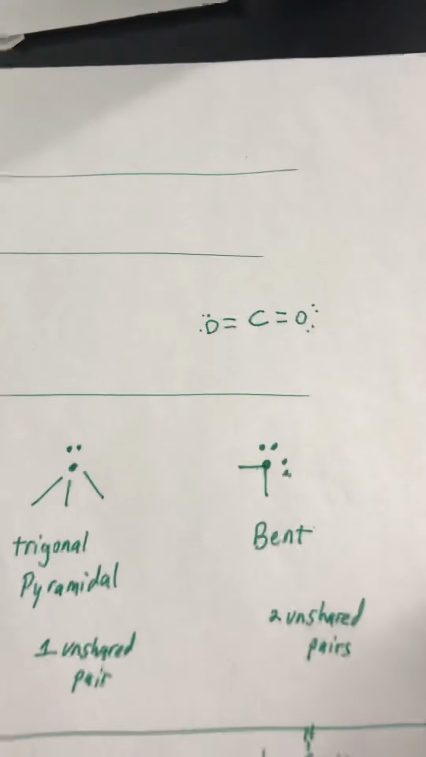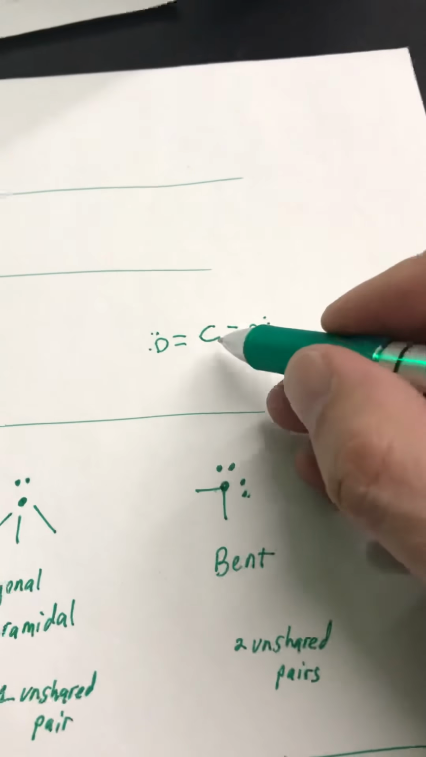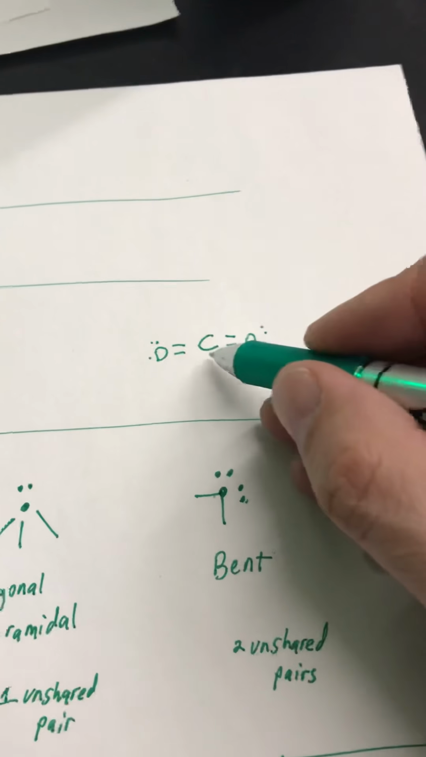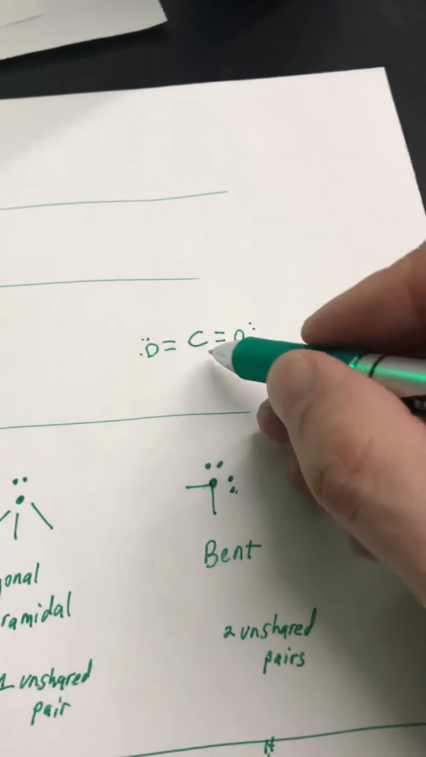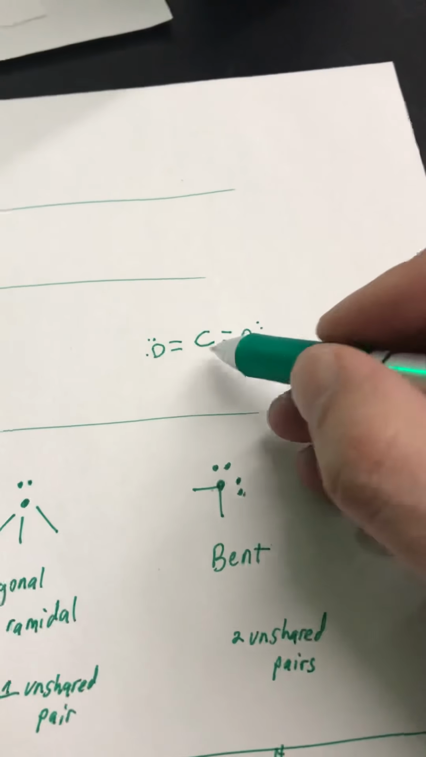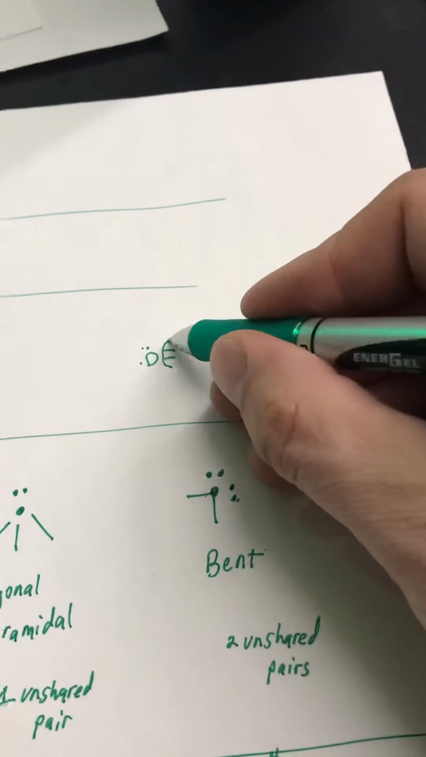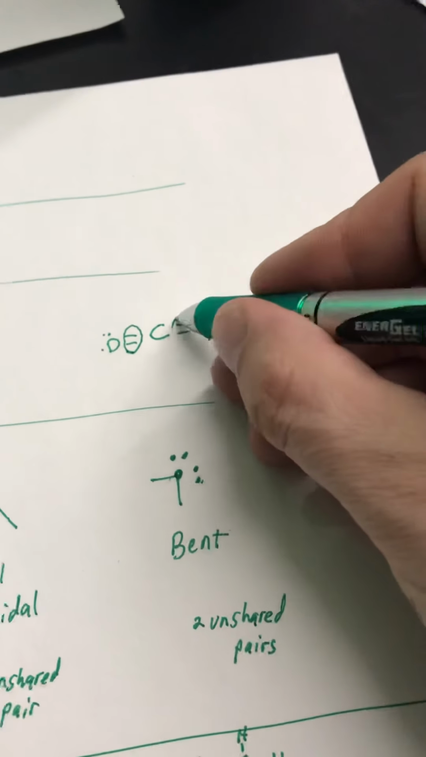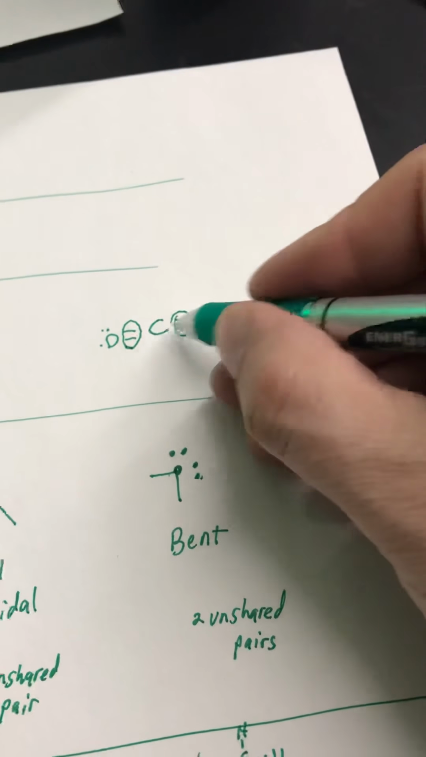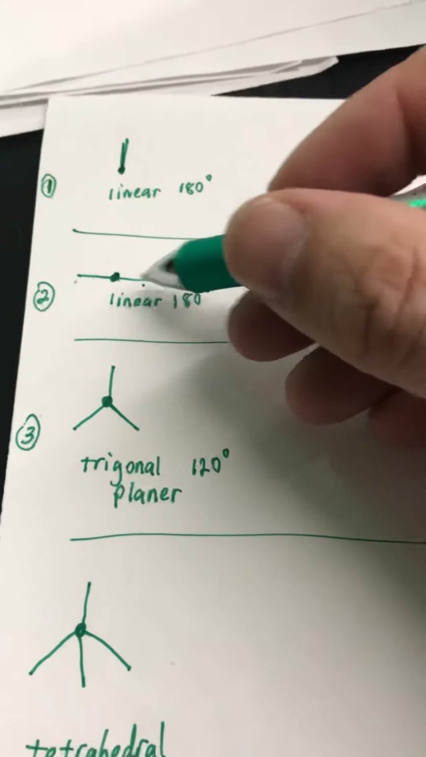The last thing I would mention is sometimes a molecule you'll see might have double bonds. For example, CO2, carbon dioxide. If you see a double bond or a triple bond, treat it like a single domain. So that would be 1 domain, 1 domain. So that carbon has 2 electron domains around it. So that would be linear, 2 domains. So I hope that helped.